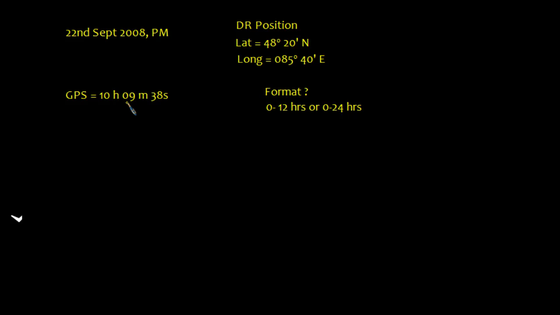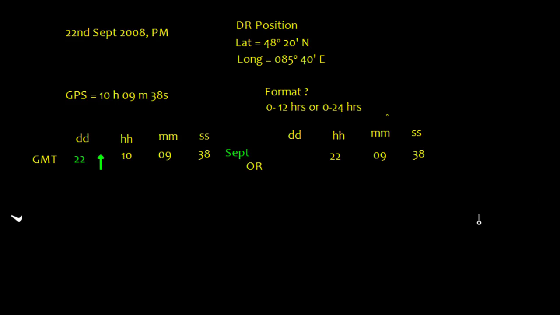Well, usually the GPS is in a 0 to 24 hours format, but imagine that it is in a 0 to 12 hours format. It can be a 0 to 12 hours format, but usually it is 0 to 24 hours format. So we are having the GMT time. The GPS is trying to show the GMT time, which is 10 hours 09 minute 38 second, or it can be 22:09:38.